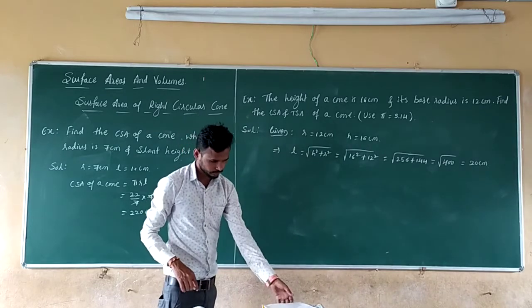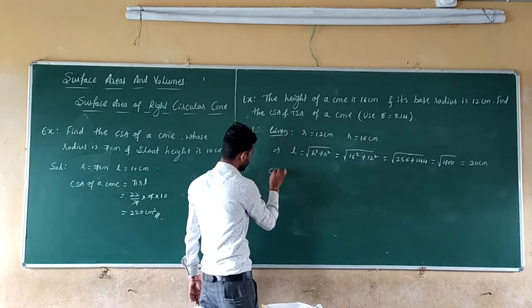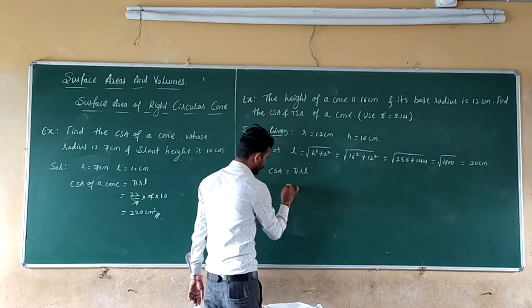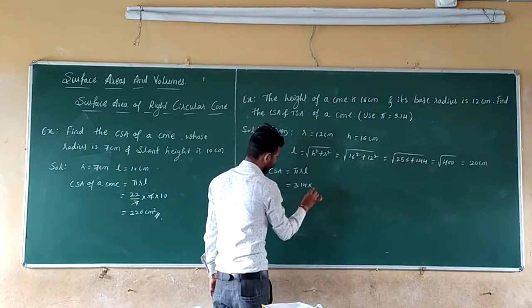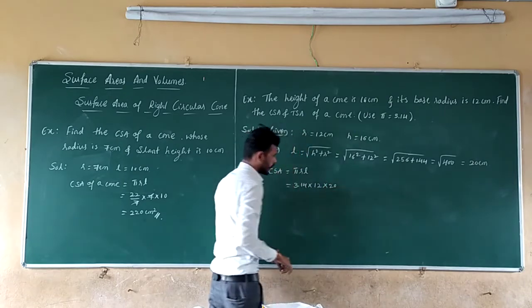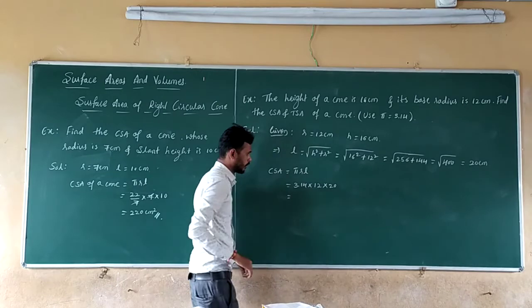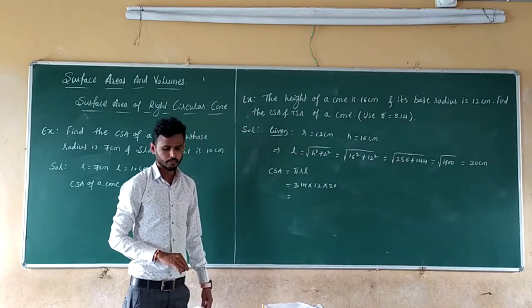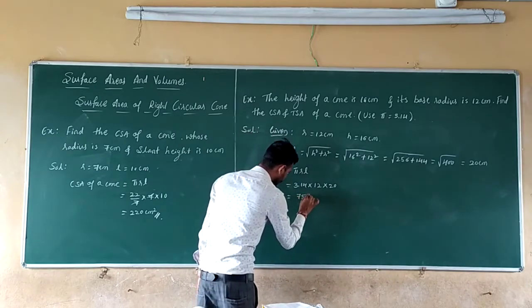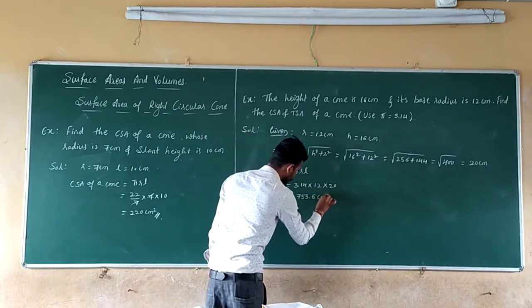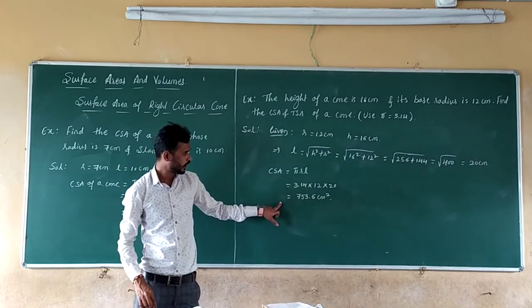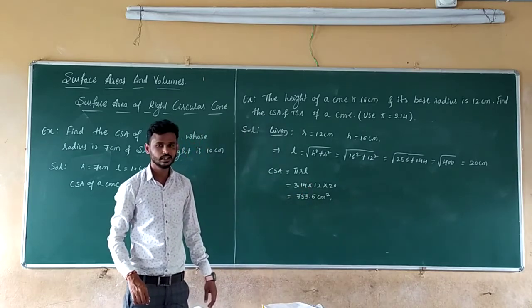So let us see now. CSA equals pi r L. So pi value is 3.14 into radius 12 into L, which is 20. So 3.14 into 12 into 20. Multiply that, you will get the answer 753.6 centimeters square. So the CSA of a cone is 753.6 centimeters square.